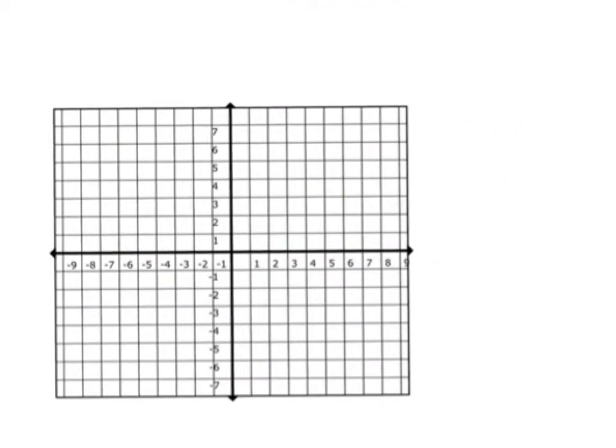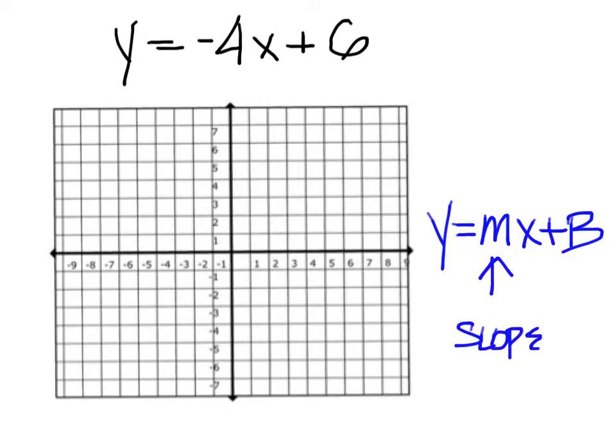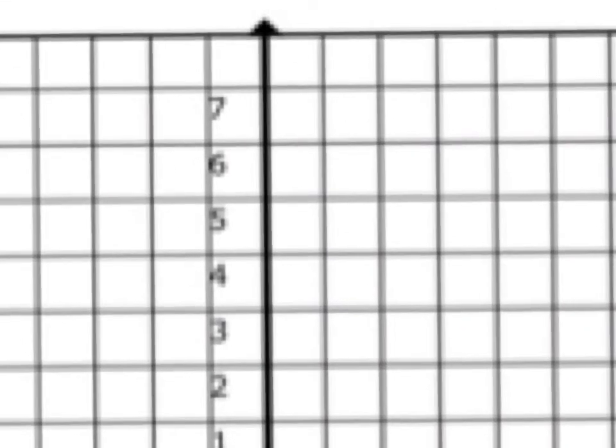This graph is y equals a negative 4x plus 6. This is in slope-intercept form: y equals mx plus b. Slope. Y-intercept. To start, you look at the y-intercept, which is the number on the end, and the sign before it. That's a positive 6. So go to positive 6 on the y-axis and make a dot.